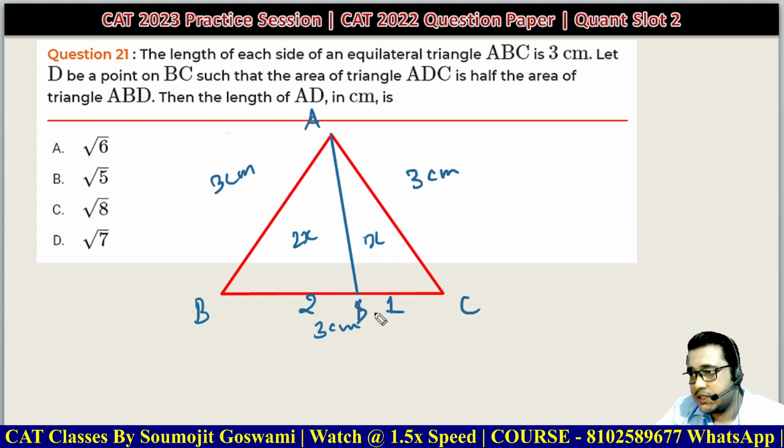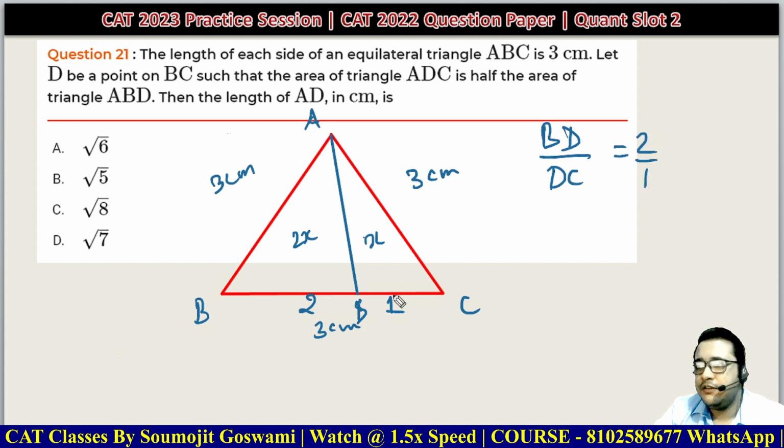and this is obviously BD. So BD is to DC. Can I not say BD by DC is 2/1? And if you can see this, this will not be 2x and x, it will be 2 and 1 only, because this is an equilateral triangle. Now they're asking you to calculate this AD line.